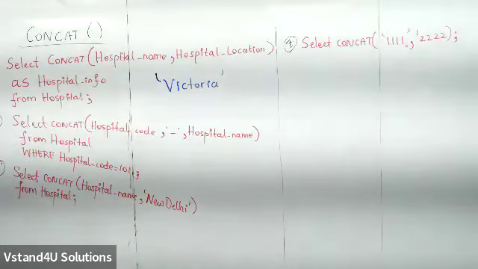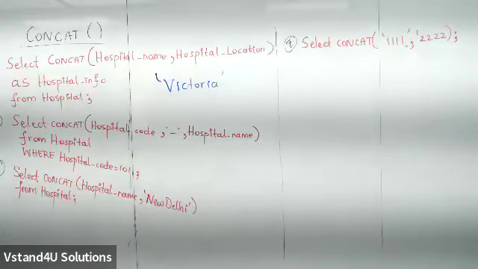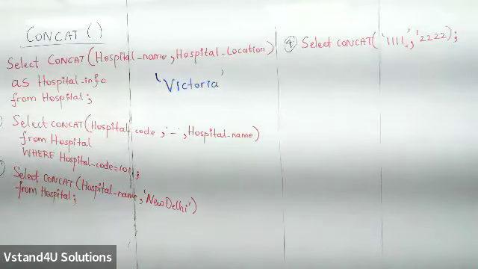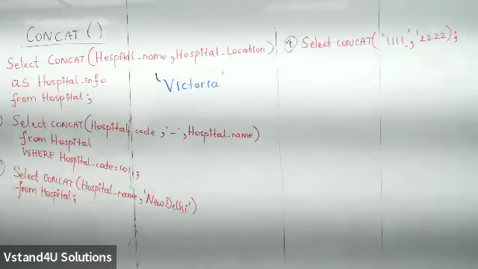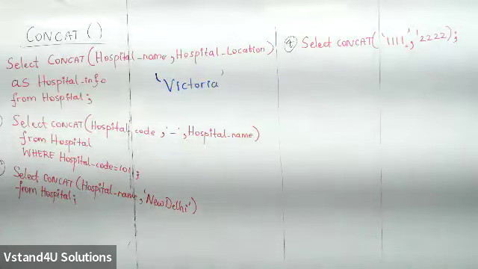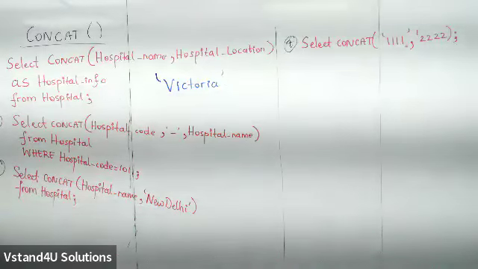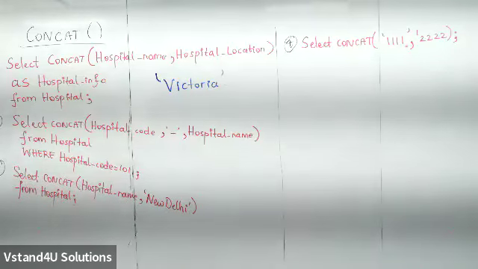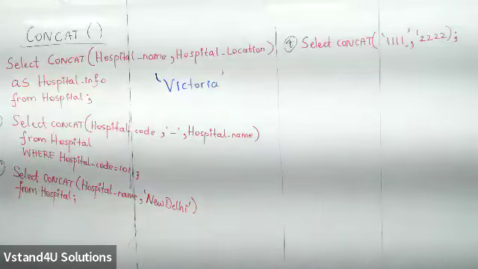Take down the next question. Write a query to concatenate. Inside the single quotes, write the name Vivek with null.